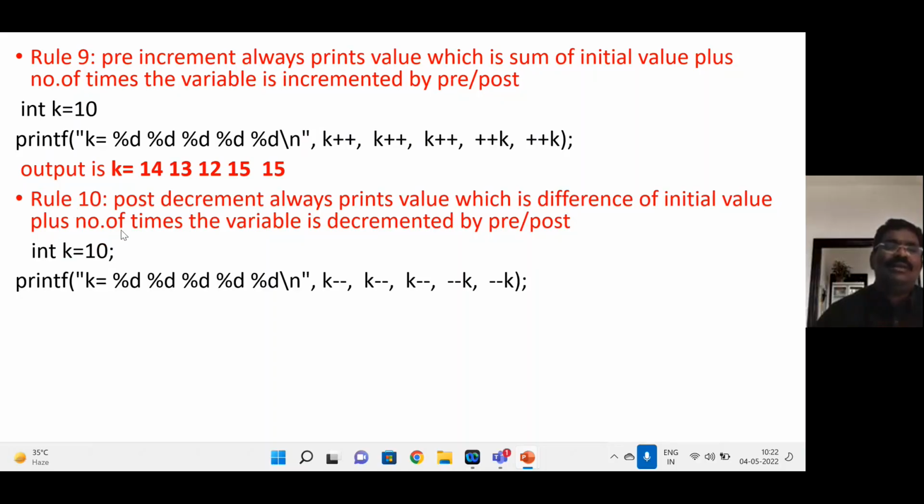So rule number 10: post decrement always prints the value which is the difference of the initial value and the number of times the variable is decremented by pre or post.